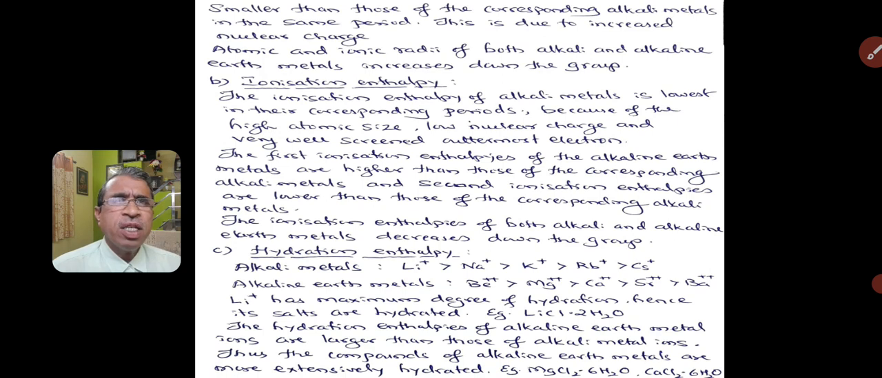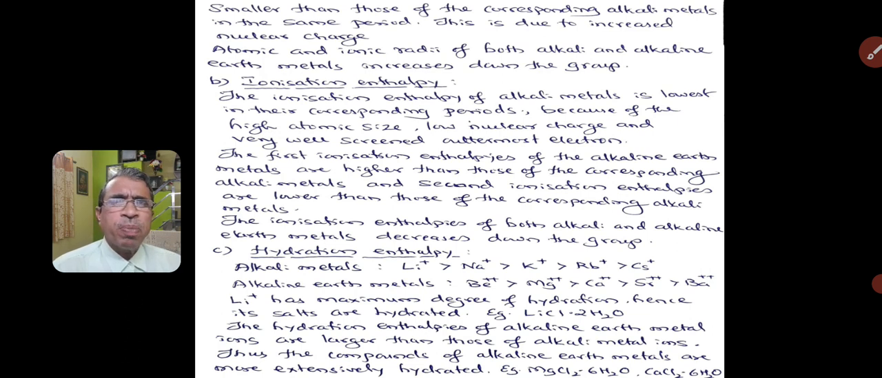The first ionization enthalpy of alkaline earth metals is higher than those of the corresponding alkali metals, while the second ionization enthalpies are lower than those of the corresponding alkali metals. The ionization enthalpies of both alkali and alkaline earth metals decrease down the group.